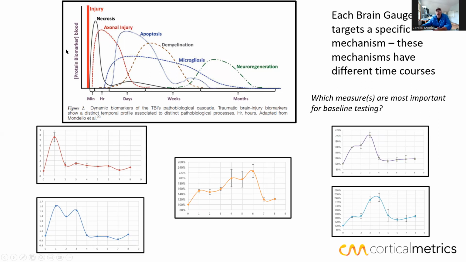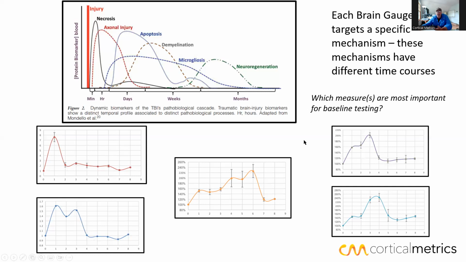All the Brain Gauge tests target specific mechanisms, and all these mechanisms have different time courses. Look, these are all Brain Gauge scores here. Some of these recover quickly. Some of these don't even get worse until later. And just so you know, most concussion symptoms get worse between days 3 and 5 than they are on day 1, usually. It depends on multiple things.